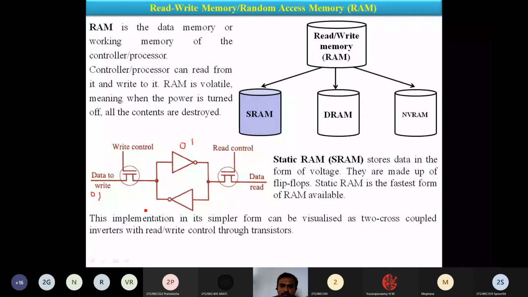So how is it? The data we are going to provide, the data stored is just the inverted value of that. So if you want to store 0, you need to supply 1. If you want to store 1, you need to supply 0. Okay, so let's go for one example and see how things will work.